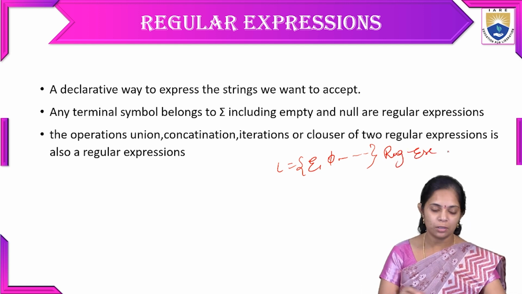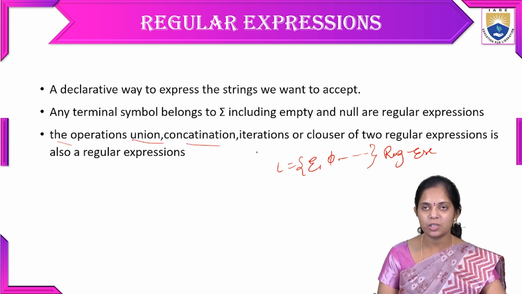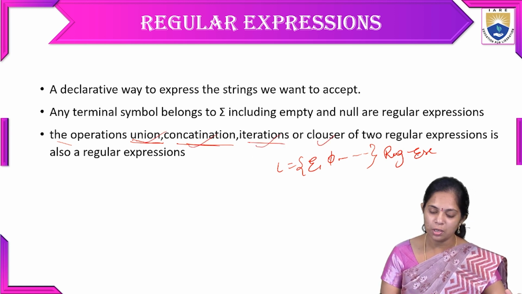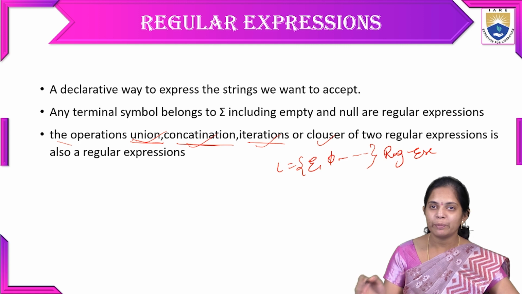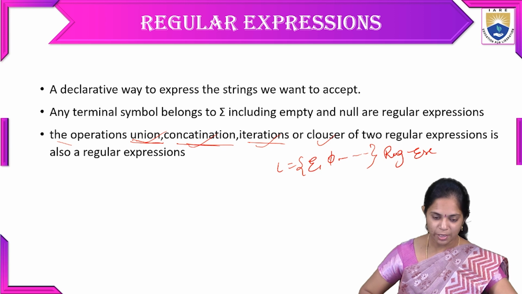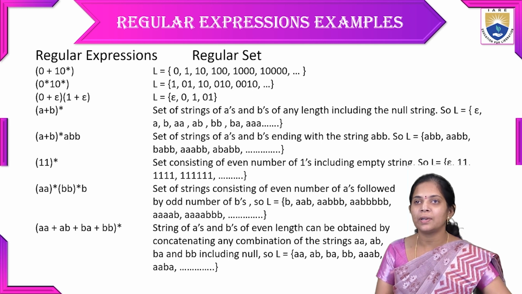The third point is about the operations involved in the construction of regular expressions. Performing an operation on two regular expressions gives a regular expression again. The operations are union, concatenation, and iteration or closure. These are the three operations performed on regular expressions, and by performing them we get a regular expression.